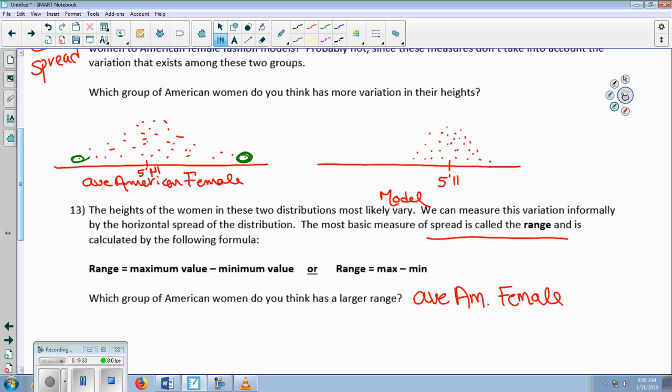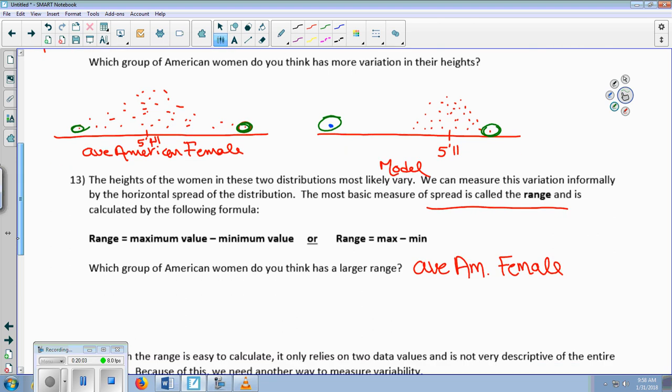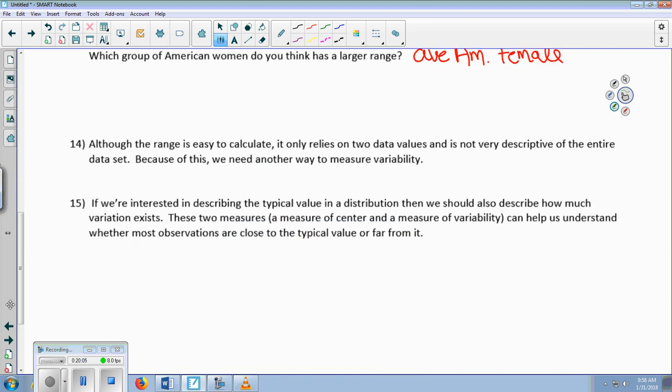If, just hypothetically, there was one fashion female model down there that was much shorter than the rest of them, and we calculated the range here, the range for these two things might look completely the same, and yet the distribution shape looks very different. So we always have to be very careful when using the range as a measure of spread.